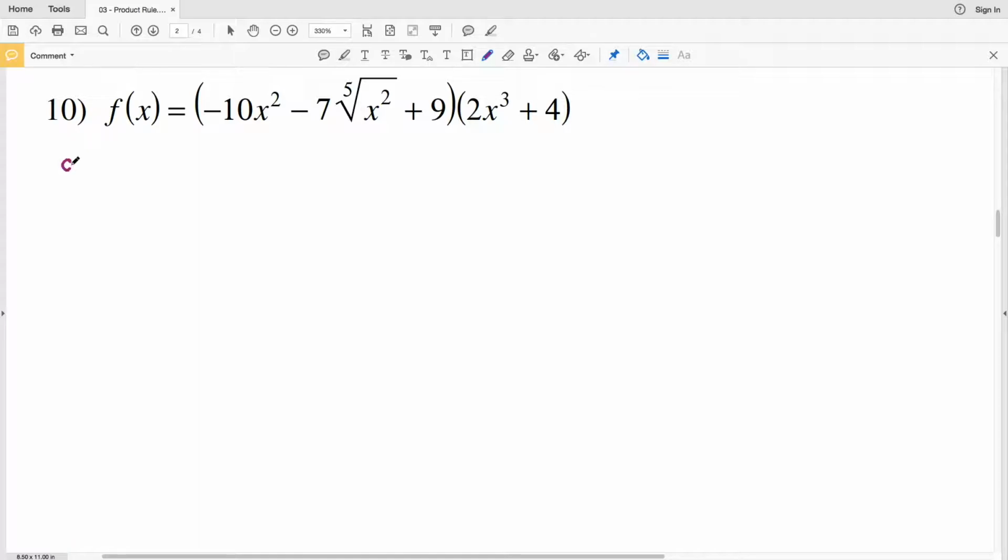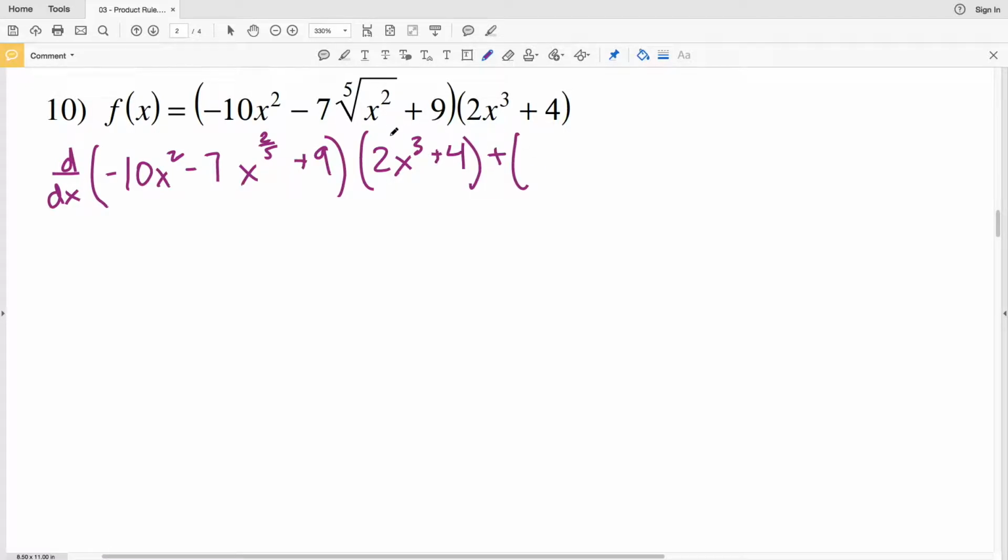So I'm going to take the derivative of that first part, negative 10x squared minus 7 times x to the 2/5, because the 5th root of x squared is the same as writing x to the 2/5, plus 9. That will get multiplied by 2x cubed plus 4. Then I'll be adding that to the first polynomial, negative 10x squared minus 7x to the 2/5 plus 9 times the derivative of my second polynomial, 2x cubed plus 4.